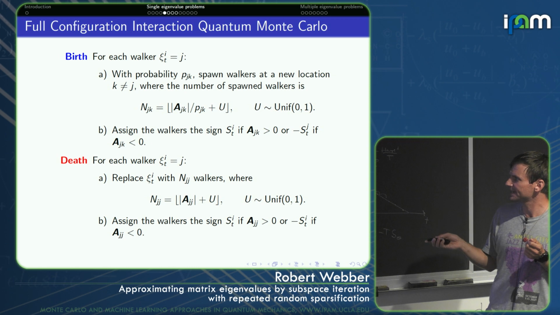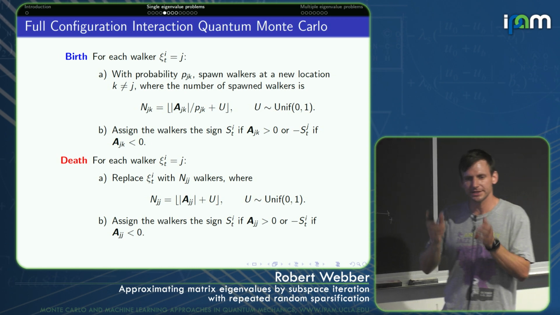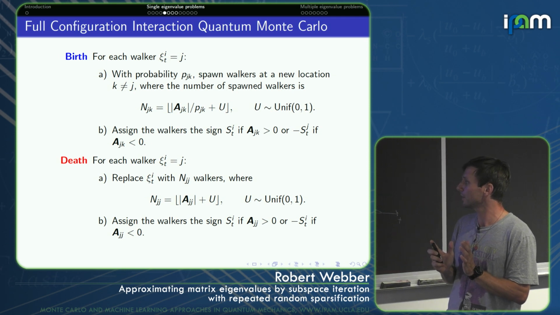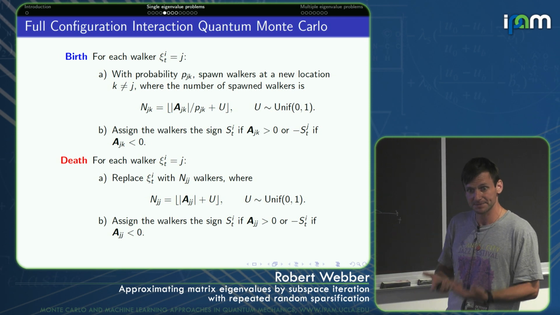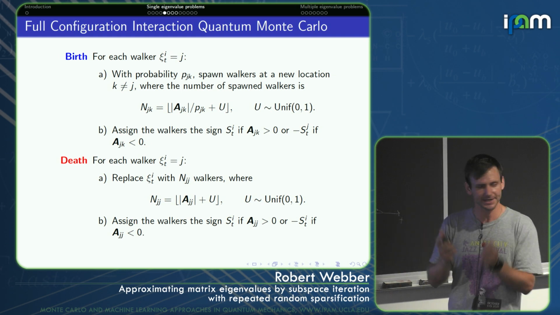Then the death step, you're looping over the walkers, and you're replacing each walker that currently exists with some number of children on the same site. So now we're not moving to new sites, we're staying at the same site.